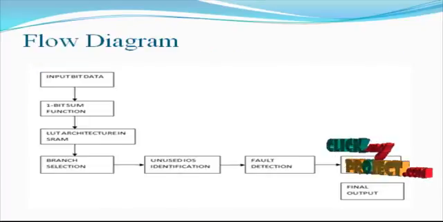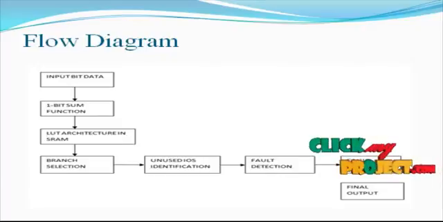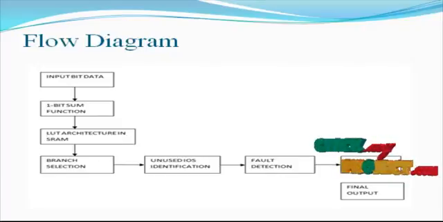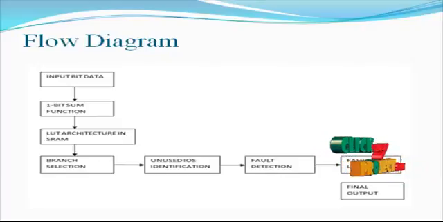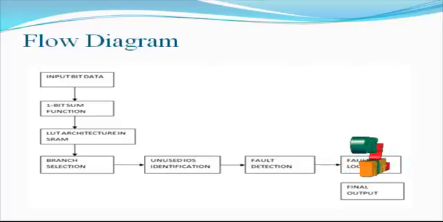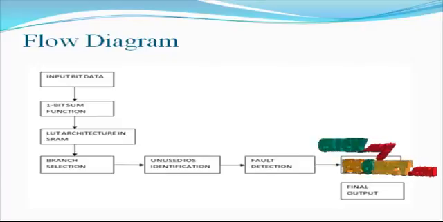Next we see the flow diagram for the project. First, the input bit data are applied to the 1-bit sum function, because the 1-bit sum function considers the separate LUT functions. These LUT functions look like benchmark architecture designs. Our designs are mainly used for the sample design in our base paper. The 1-bit sum function considers the input data bits and, based on the logic gates AND, NOT, then OR gate functions, is applied to each and every LUT architecture in our SRAM based benchmark circuits.